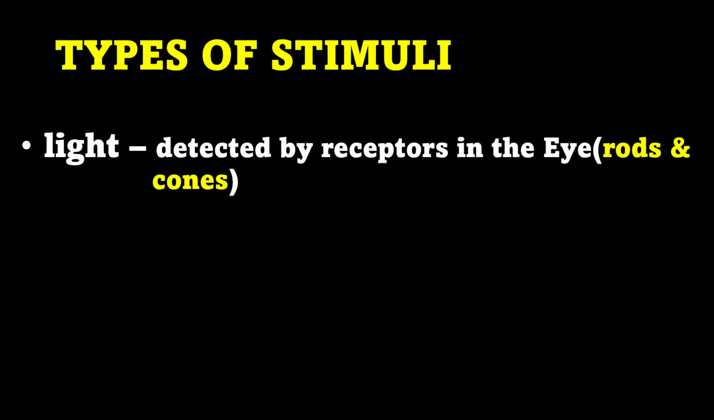So in doing so, we have to explore the types of stimuli that are actually recognized under this curriculum. There are only two types of stimuli that we need to know under this topic. One, we have light as a stimulus. A stimulus is anything that triggers a response or that will cause a person to respond, and light is one of them. Light is a stimulus and it is detected by receptors in the eye, that is the rods and the cones.